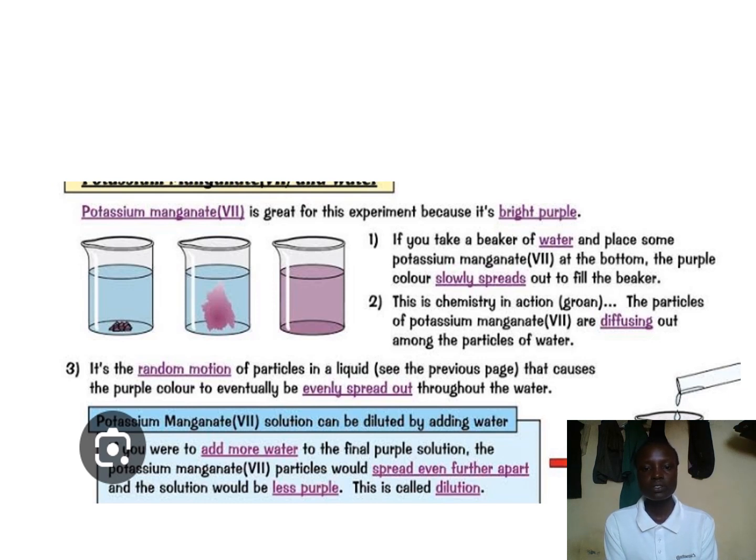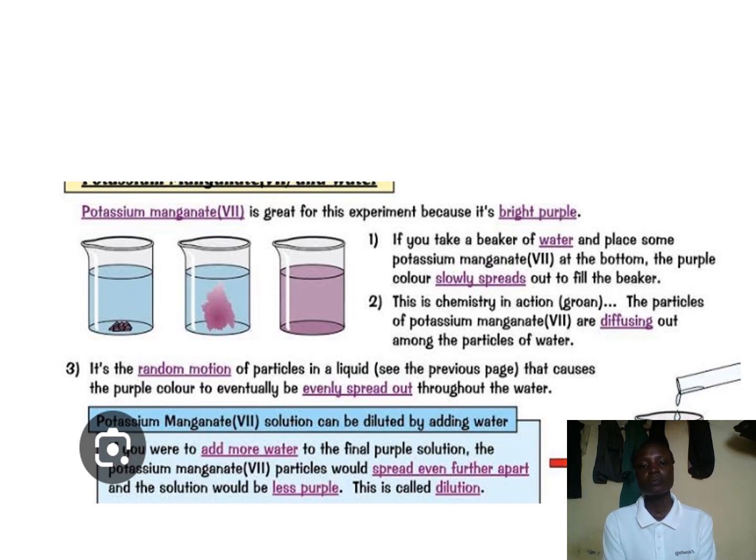Potassium manganate(VII) solution can be diluted by adding water. If you were to add more water to the final solution, the potassium manganate(VII) particles will spread even further apart and the solution will be less purple. This is called dilution.